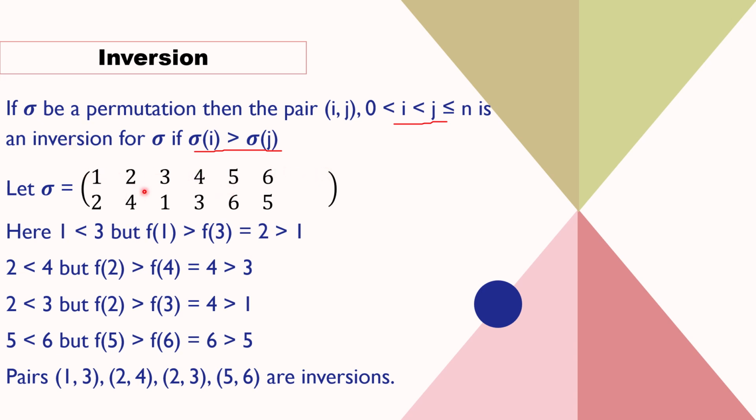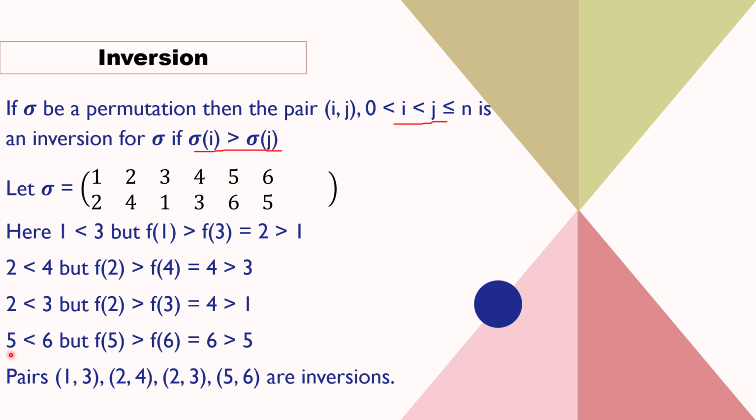Next, you check for 2. 2 with 3, because 2 with 1 you have already checked, right? And obviously you cannot go back, because the first condition is that i is less than j. So you keep going forward. 2 with 3: 2 is less than 3, but the image of 2 is greater than the image of 3. So the condition is true. Therefore, the pair 2 and 3 is also an inversion. Then 2 with 4, again same thing, also an inversion. 2 with 5, no, and 2 with 6 also no. The rest you keep on checking.